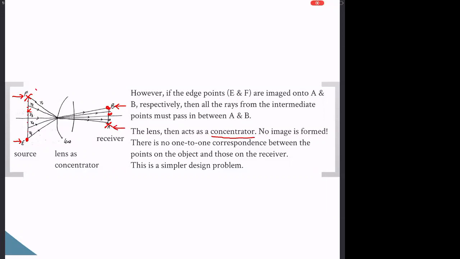Now you're starting to understand the difference between imaging and non-imaging optics. Okay, the fact that I cannot guarantee that there is a one-to-one map for all those points in between means that I'm now in a regime of non-imaging optics. It's not an image formed, but I'm still collecting energy, or I'm concentrating light. Again, there is no one-to-one correspondence between points on the object and those on the receiver. And in a sense, this is a simpler design problem than an imaging optic.